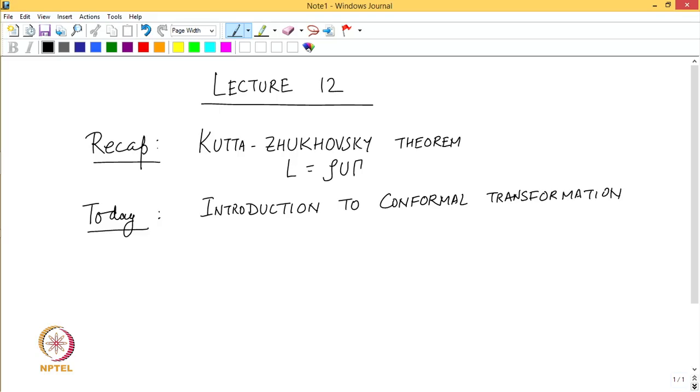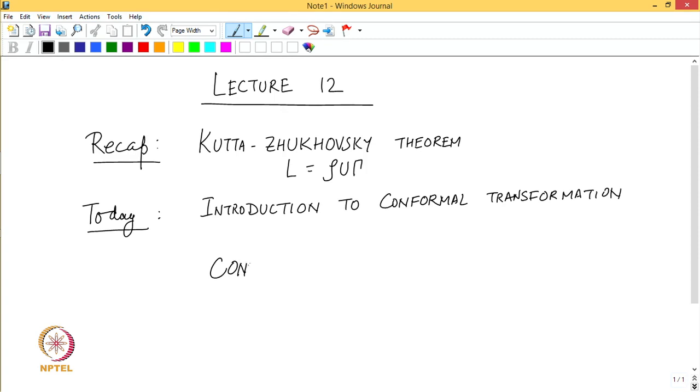So, in today's lecture, I will talk about another important technique, which is called conformal transformation, and how this can help us obtain a variety of flows in much more complex scenarios. So, let us begin our lecture today. So, we will talk about conformal transformation.